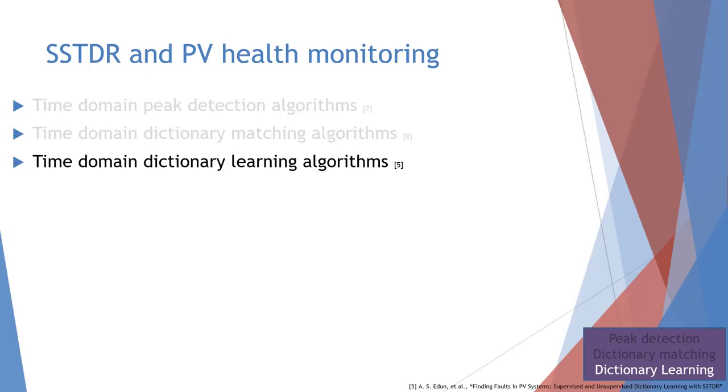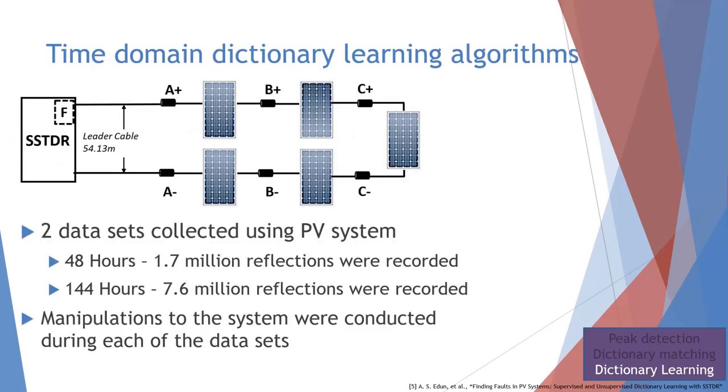Our dictionary learning algorithm utilizes a KSVD machine learning technique to aid in fault detection. But first, to use this method, we had to collect two training data sets. One training set lasted for about 48 hours of continuous measurement and resulted in about 1.7 million recorded reflections. The second lasted for about 6 days and produced 7.6 million reflection responses.